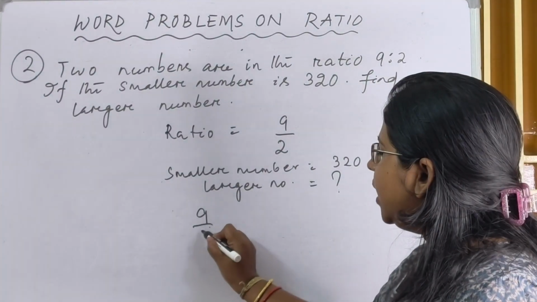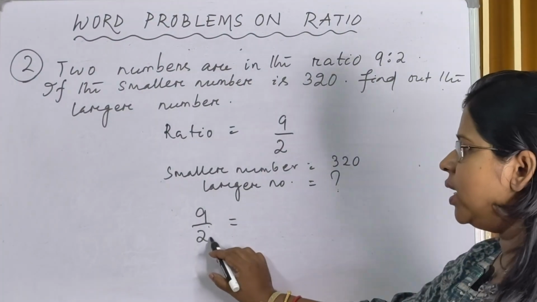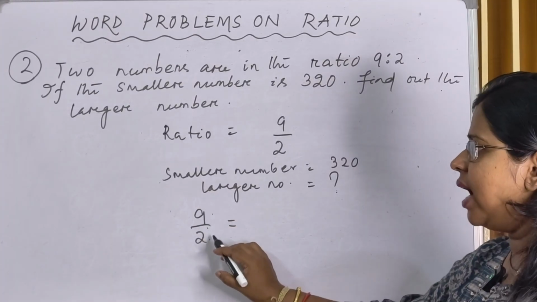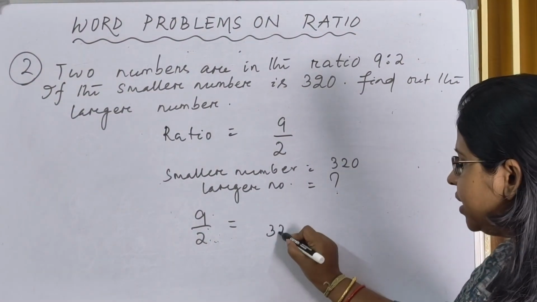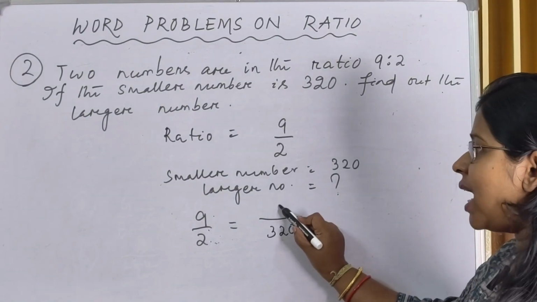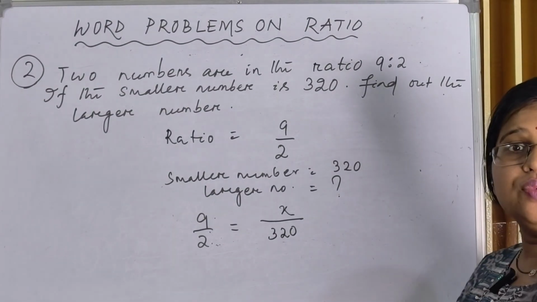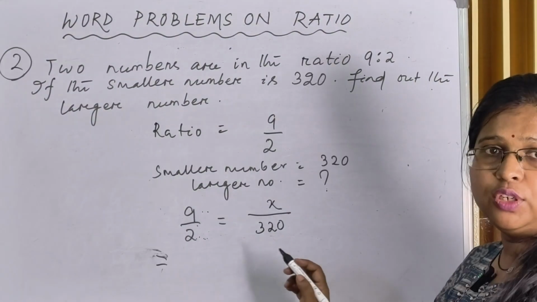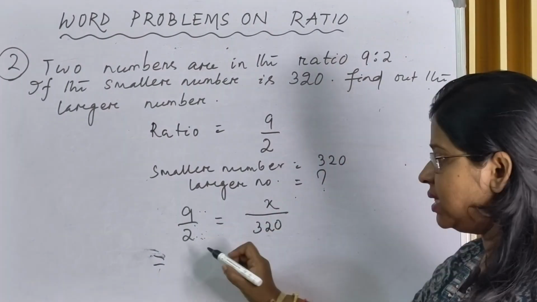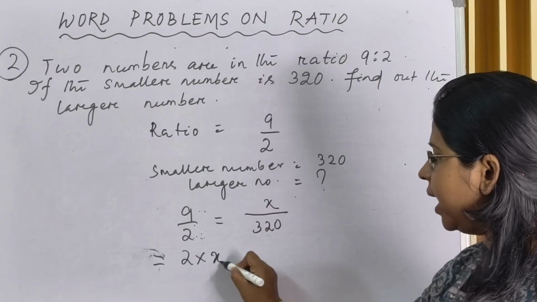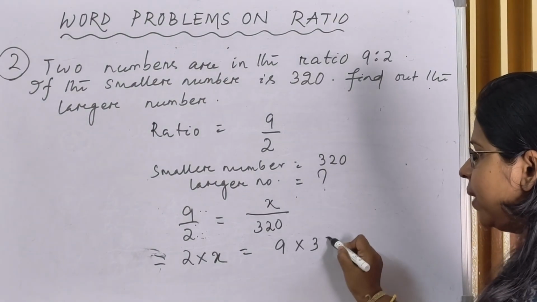So 9/2 equals the smaller number. Here, in the antecedent and consequent, the consequent is the smaller number, right? The smaller number is already given, that is 320, divided by the larger number we have to find out. So we will put it as x. Now we will do the cross multiplication. The denominator goes to the numerator of the opposite side. So 2 into x equals 9 into 320.